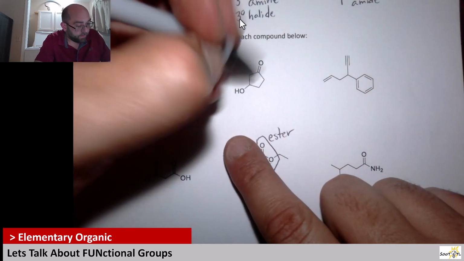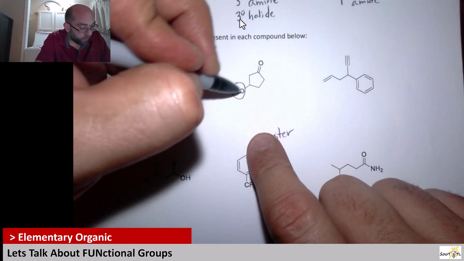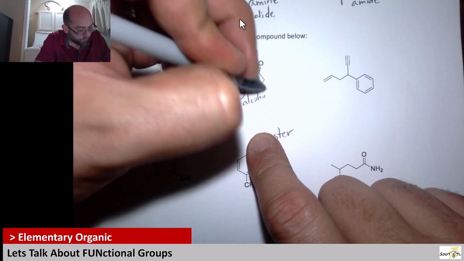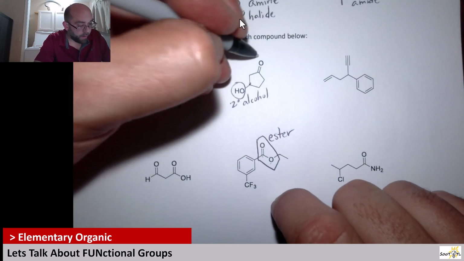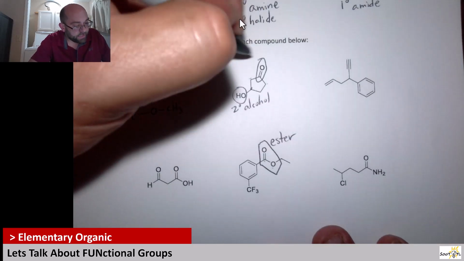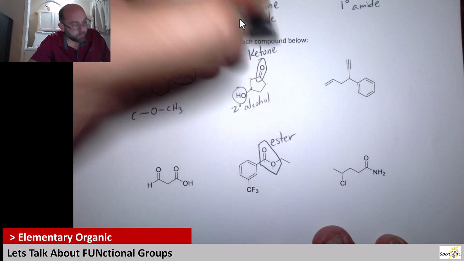Let's go to our second one. Here we have an alcohol, and we know that that is a 1,2. That's a secondary alcohol. And then we saw this before. We have an isolated carbonyl where it's bound to 2 separate carbons. So this is a ketone.